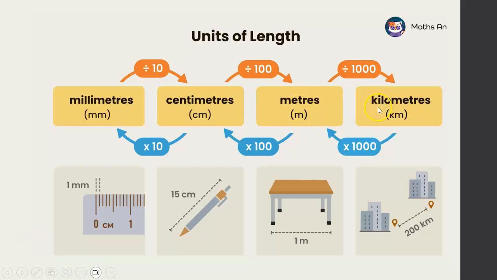Now, as long as you can go this way, you can always go back. So if I want to convert centimeters to millimeters, I multiply by 10. If I wanted to go from millimeters to centimeters, I just go back this way, so I'd be dividing by 10. And if I wanted to convert centimeters to meters, I'd divide by 100. So as long as you know the blue, you'll know the opposite.